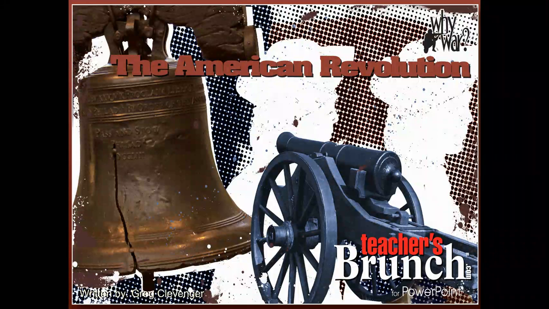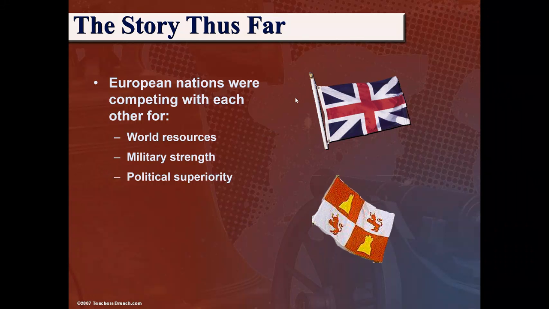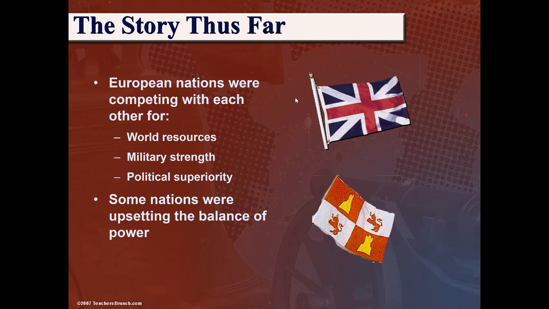Okay, so we're going to be talking about the American Revolution and just doing a quick introduction to it. So, basically, to get it going, European nations were competing with each other for power over each other, very similar to what's going on today.